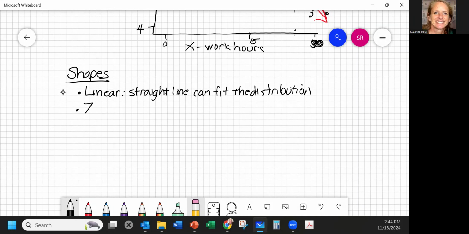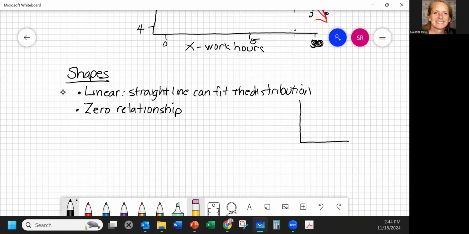We could also have a zero relationship. That means we just can't make any heads or tails of any of it. There just doesn't seem to be anything going on. And that might look something like this.